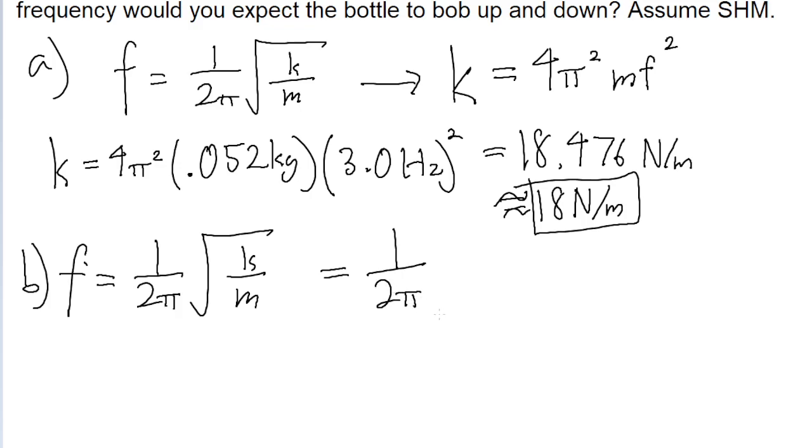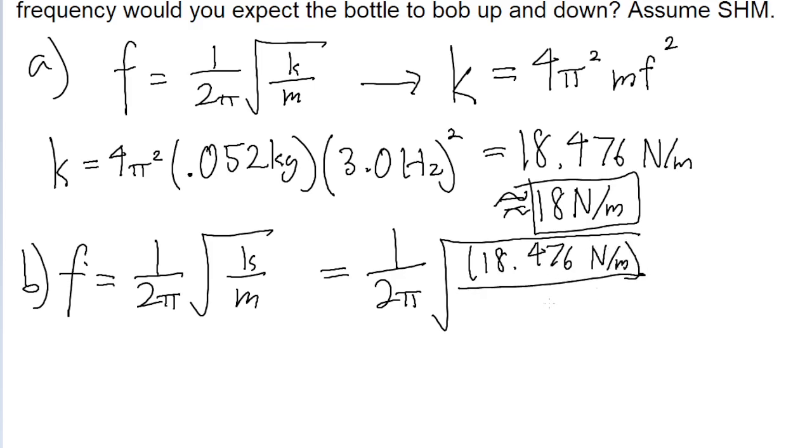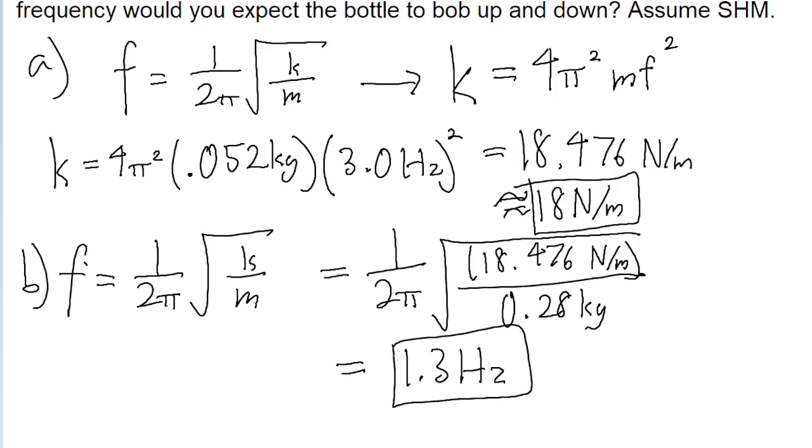We just do 1 divided by 2 pi, multiplied by the square root of the spring constant, 18.476 newtons per meter, divided by the mass, which is given as 0.28 kilograms, and plug it into a calculator. And we find a frequency of about 1.3 hertz. And that is the answer to this problem.